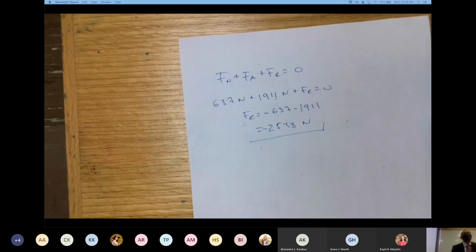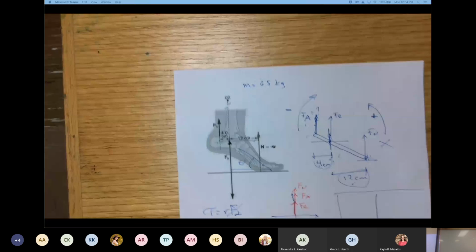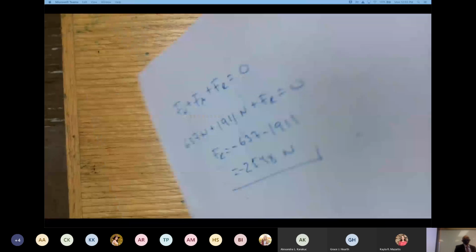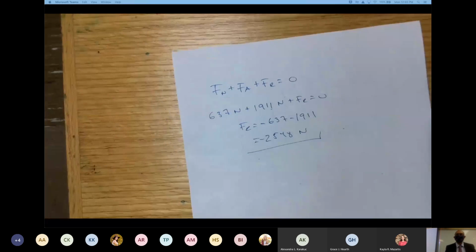Why is it negative? If you look at these two forces, the forces are going up, so you need to cancel those forces somehow. So that's going to be the weight on the ankle, and it has to go down. Otherwise, if all the forces were positive, you would be jumping. Okay, makes sense?